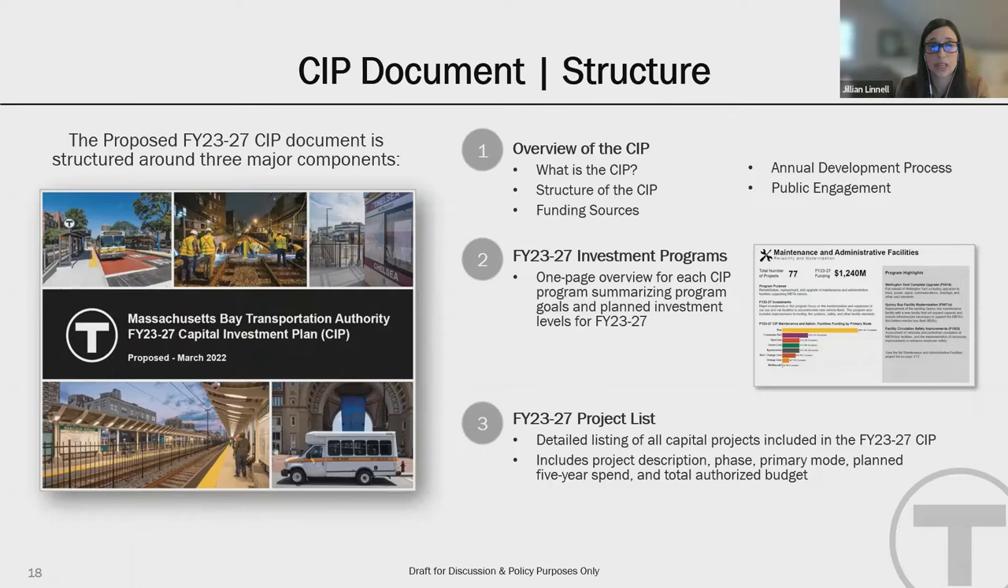First is an overview of the CIP, which includes details about what the CIP is, how it is funded, and the annual development process. Second are one-page overviews for each CIP program, which provide a summary of the program goals and investment level by mode. And finally, there is a detailed listing of all capital projects included in the 23 to 27 CIP, including a brief project description, project phase, primary mode, planned five-year spend, and the total project budget.